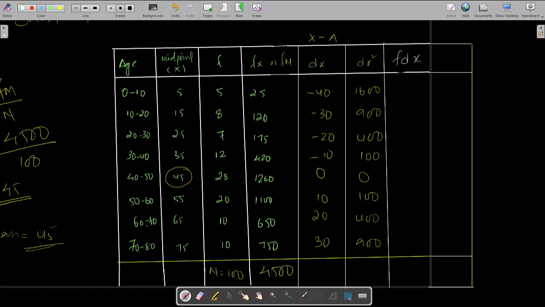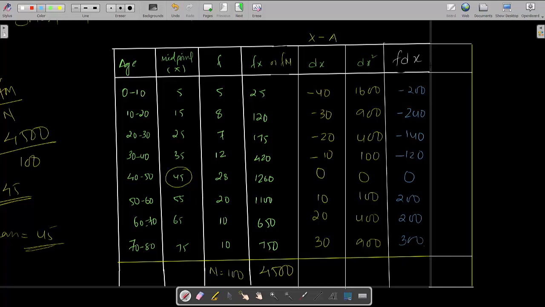So f, 5 into 4 is 20, so minus 200. 8 into 3 is 24, minus 240. 7 into 2 is 14, minus 140. 12 into 10, minus 120. 0. 20 into 10, 200. 10 into 20, 200. 10 into 30, 300.